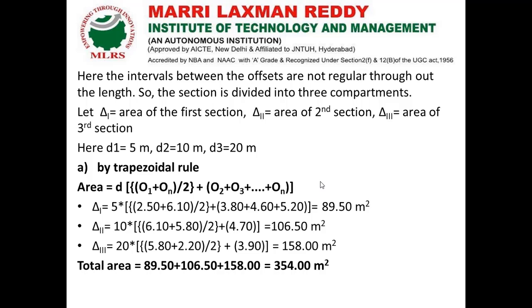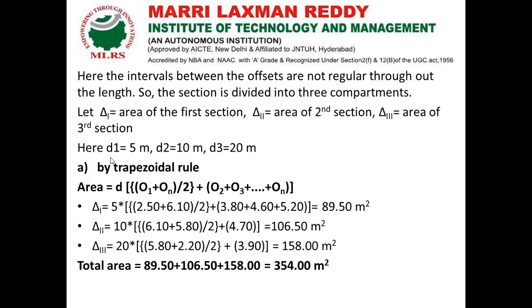Whatever I said they have given in the statement. The interval between the offsets is not regular throughout the length, so the section is divided into 3 compartments. That is, del 1 is the area of the first section where the distance d1 equal to 5 meter, and compartment 2, del 2, is the area of the second section where the distance is 10 meter, and del 3 is the area of the third section where the distance d3 is equal to 20 meter.